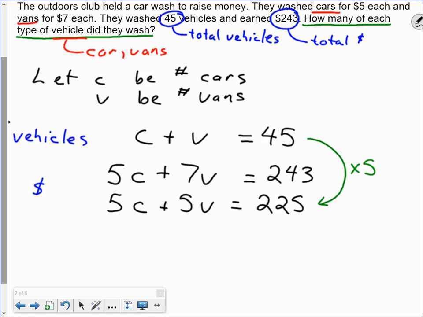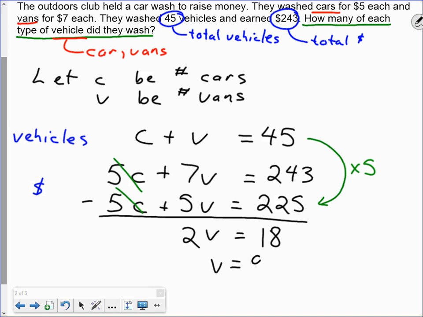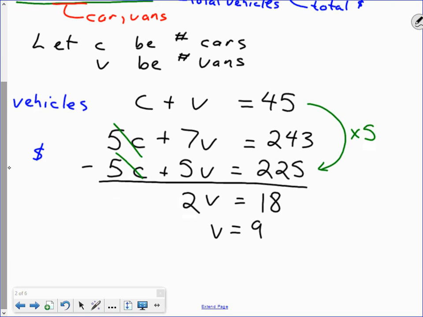Now that I have those c coefficients matching up, I can just subtract these two equations. 5c minus 5c, those terms are going to cancel out, which was the whole point of the elimination. 7 minus 5 is 2v, and 243 minus 225 is going to give me 18. And from here, I can solve for v, dividing both sides by 2. v is going to be equal to 9. So that v represents the number of vans.